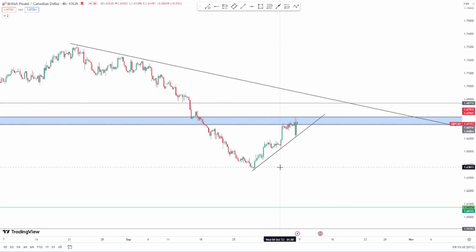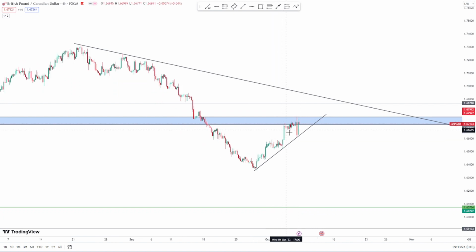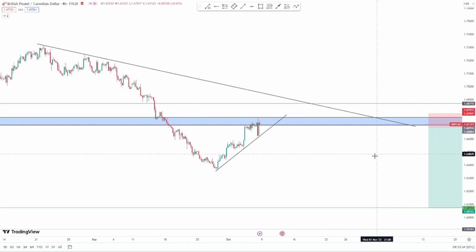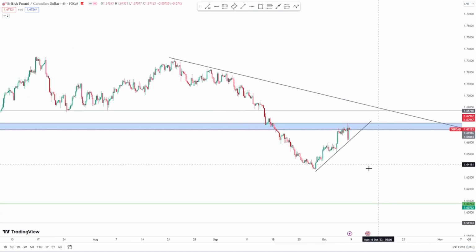You can see that price came into this level with very strong momentum, but when it tapped into this key level, price started rejecting the key level. You can see how short and consolidating the candles are around this level. So this is what we're looking for.